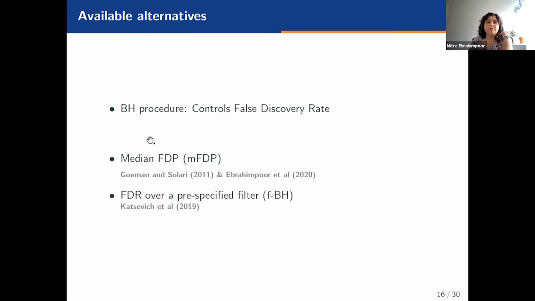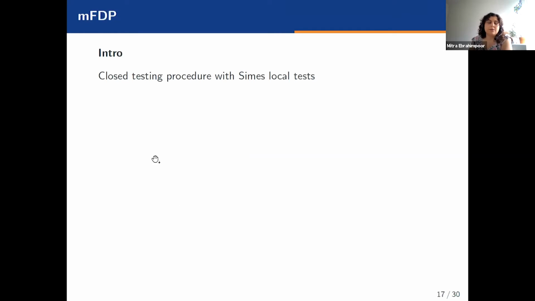And then another version of BH that we can use is this FDR with filter. We call it FBH, or focused BH, as it is in the paper. You may go to the details, but I will give you an idea of how it works. It is a variant of BH. So this one is mostly family-wise error rate, and this one would be an FDR method. So let's see how median FDP works.